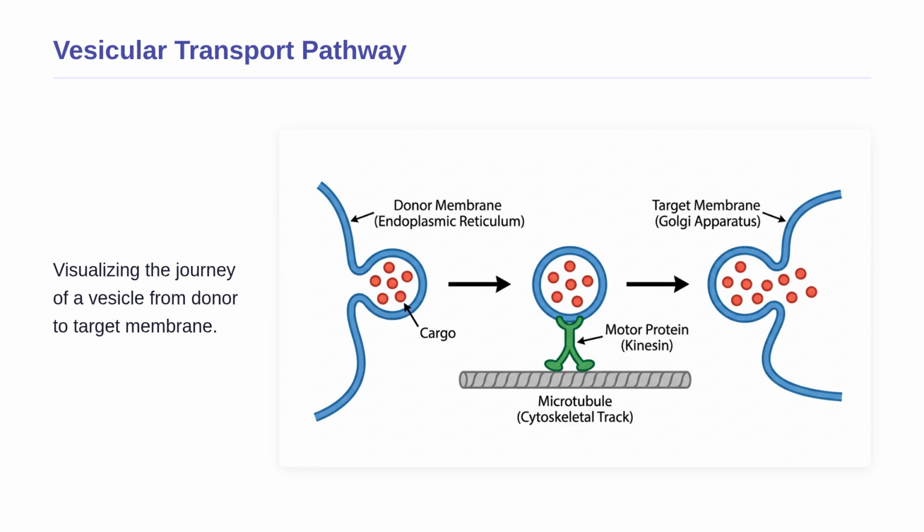This motor protein acts like a tiny walking machine, moving steadily along the gray microtubule track. Following the arrows to the right, you see the final step. The vesicle reaches the target membrane, representing the Golgi apparatus, where it fuses and successfully delivers its cargo.